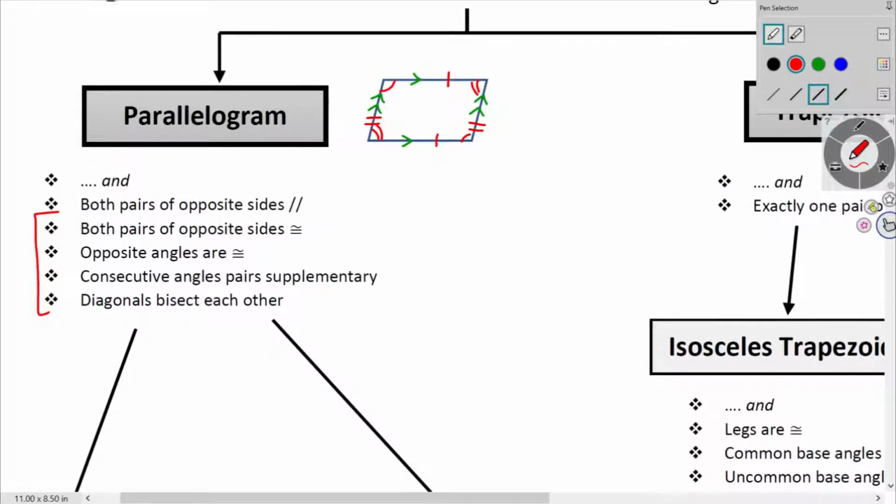Now we also proved, or maybe just talked about briefly, that the consecutive angles, the ones right next to each other, form same side interior angles, and so they are supplementary. And the last idea about the diagonals is that they will bisect each other. They'll cut each other in half, so that this is the same length as this, and this is the same length as this.